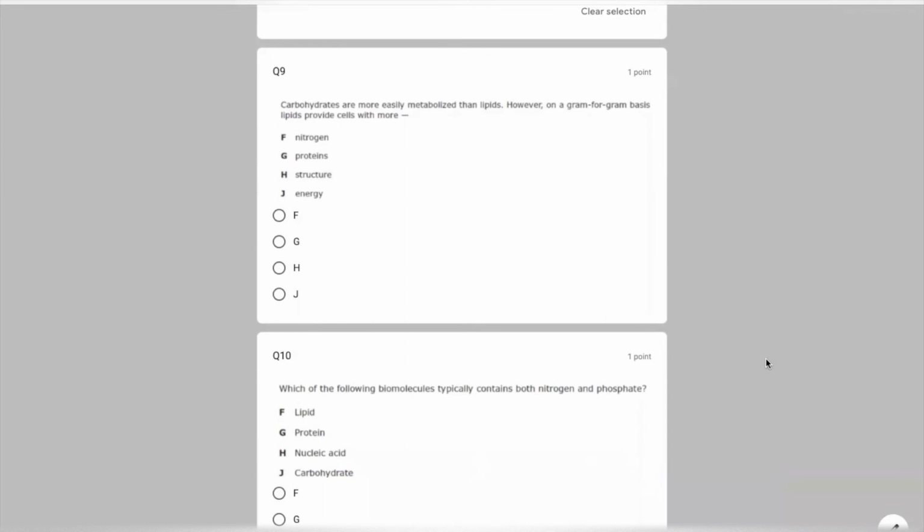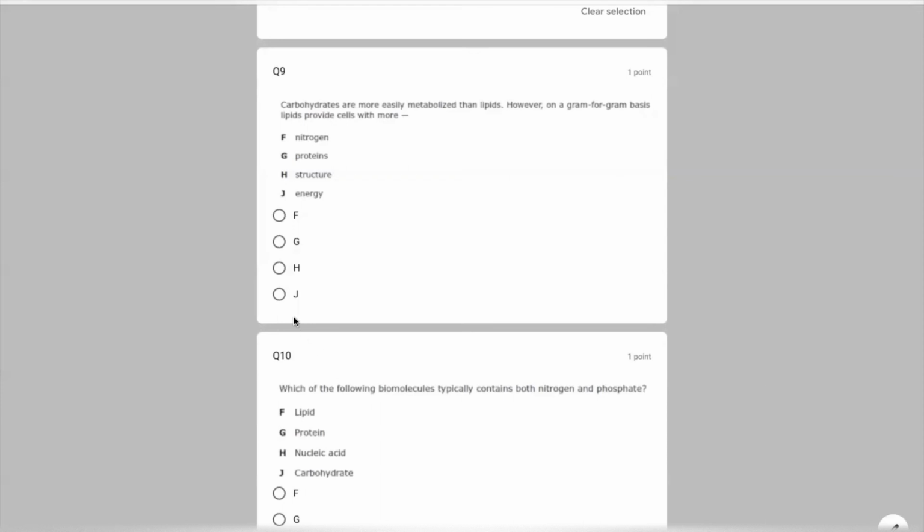But it's sort of a last option, because if you use lipids, it's kind of hard to use. Lipids are also better at energy because they provide so much. So J is the correct answer.